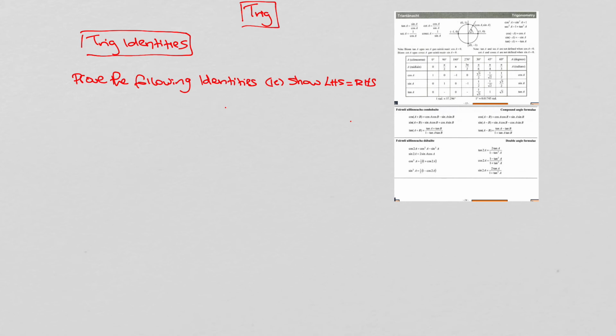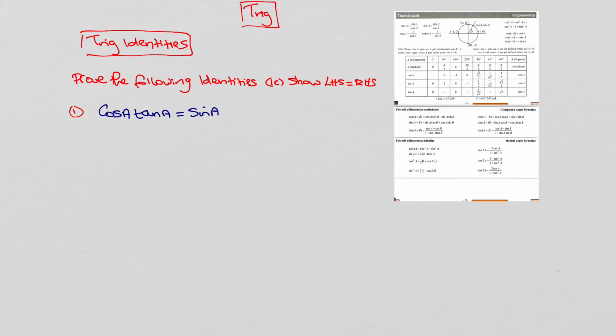So our first example is that we're going to be asked to show that cos A multiplied by tan A will give us sine A. So in other words, if we were to put into our calculators sine 30 degrees multiplied by tan 30 degrees, that would be the same as getting sine 30 degrees. In other words, we'd end up with a half.